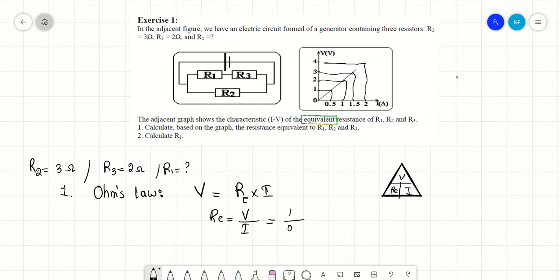Let's check, for example, 1 over 0.5 as well as 2 over 1. The answer will be 2. As we are speaking about R, the answer will of course be in ohms. So this is the first part.